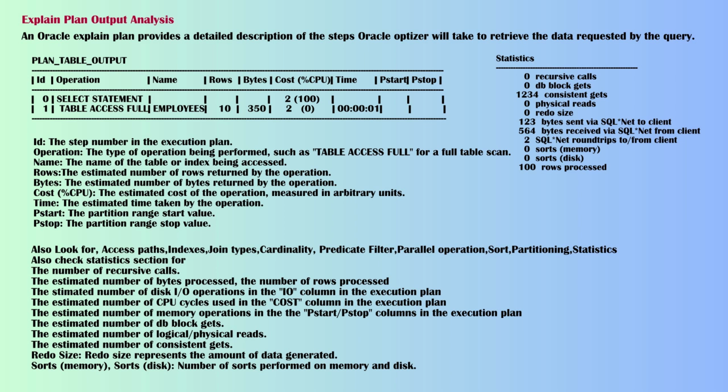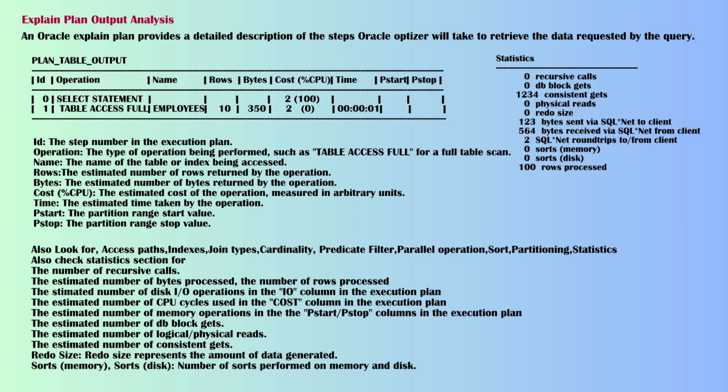Cost, %CPU, column displays the estimated cost of the operation, measured in arbitrary units. Time column displays the estimated time taken by the operation. Start column displays the partition range start value. Stop column displays the partition range stop value.